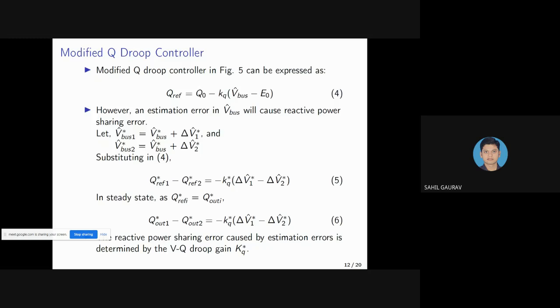So these are the different reactive power references set by the inverter control of the distributed generators. In steady state, Q reference i star is equal to Q out i star. So Q out 1 star minus Q out 2 star is equal to this. So we can say that the reactive power sharing error caused by the estimation error is determined by the Q-V droop gain KQ star.